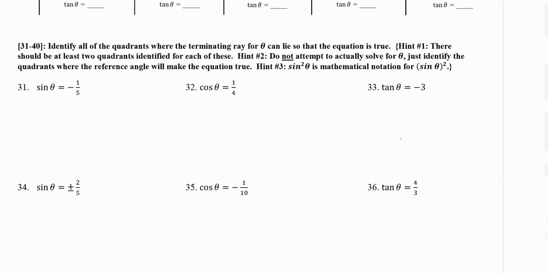Number 31 to 40, we need to identify all the quadrants where the terminating ray for theta can lie so that the equation is true. Hint: there should be at least 2 quadrants identified for each of these. Hint number 2, do not attempt to actually solve for theta, just identify the quadrants where the reference angle will make the equation true. And hint number 3, sine squared theta is mathematical notation for sine of theta squared.